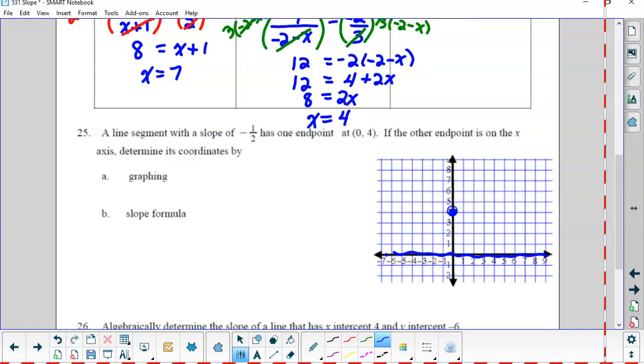So use your slope, just like we were doing that whole question. We have a point. We're going to go down 1 to the right 2, down 1 to the right 2, down 1 to the right 2, until we get to the x-axis. And that's where we get at 8. So by graphing, the coordinates on the x-axis would be 8, 0. Okay, right there.